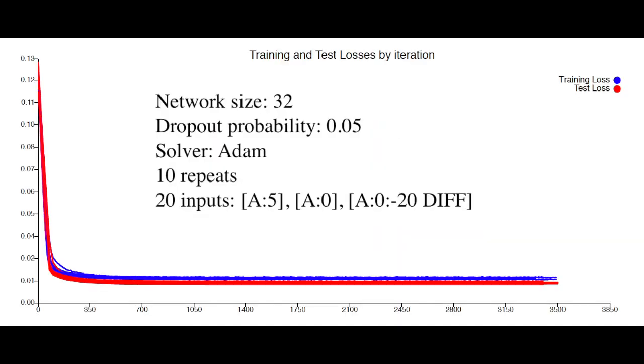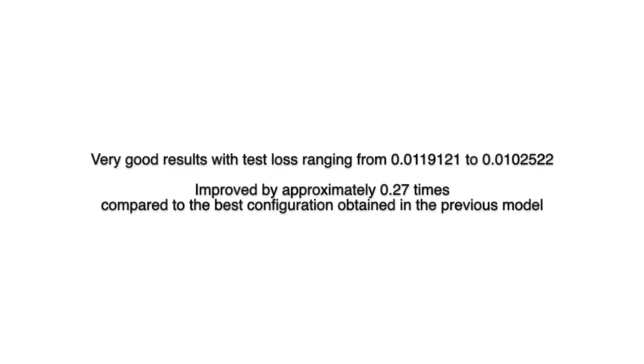From the results obtained from the model with only the best configuration chosen, we saw an improvement in the test losses, with the lowest being 0.0102522. The test losses obtained for the 10 repeats were statistically similar, within plus-minus 0.05.